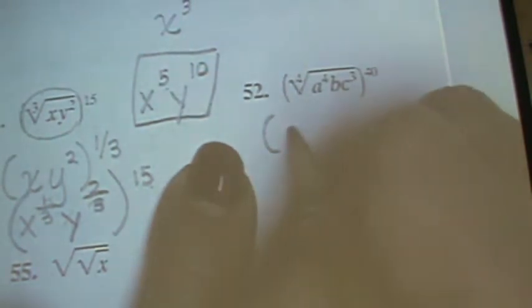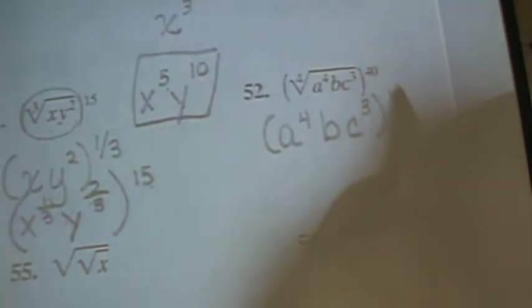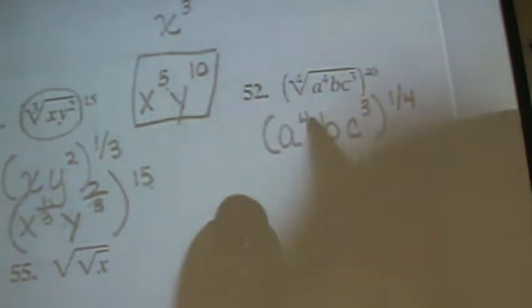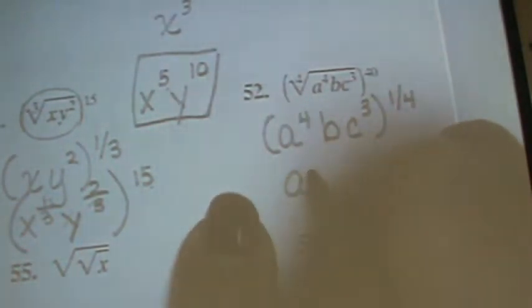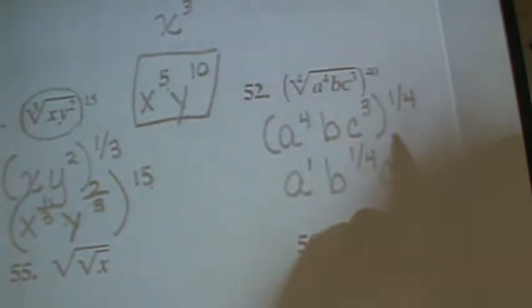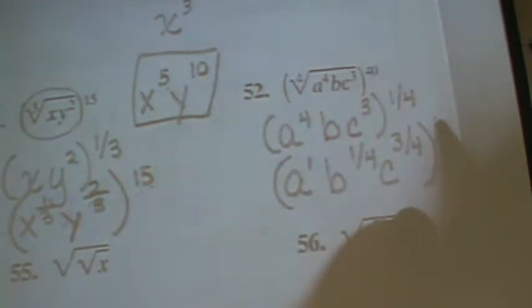Same with this one. Before you do this 40, I would rewrite this as a to the 4th, b to the 1st, c to the 3rd, and this is to the 1/4 power. So you're going to distribute this. This times this is 1, so it's a to the 1st power, b to the 1/4 power, and c to the 3/4 power. You're going to raise all of this to the 40th power.